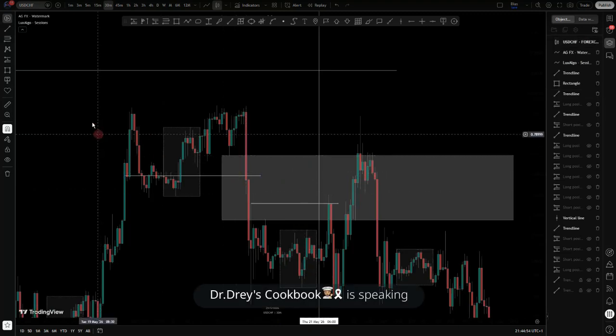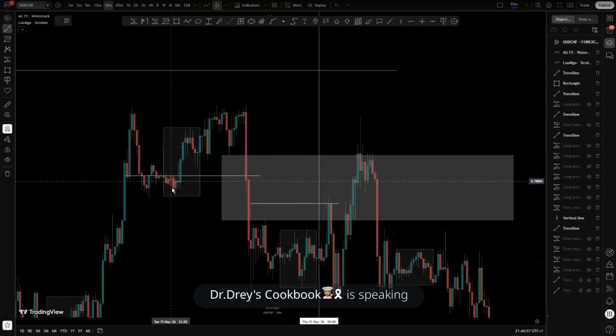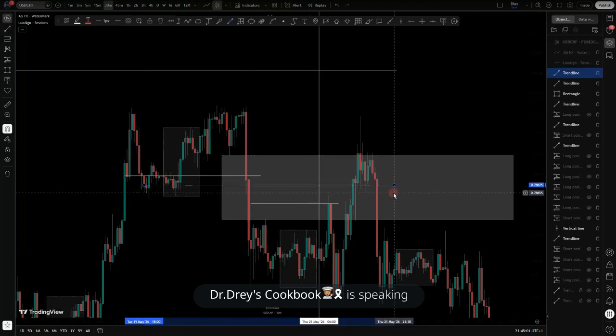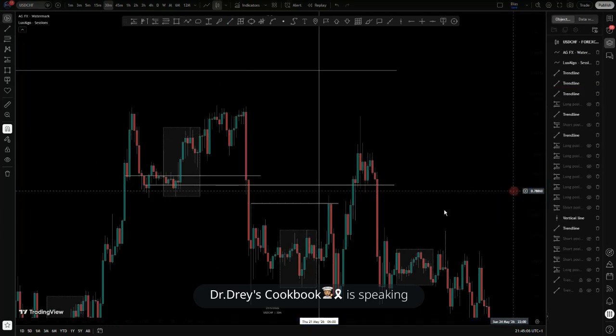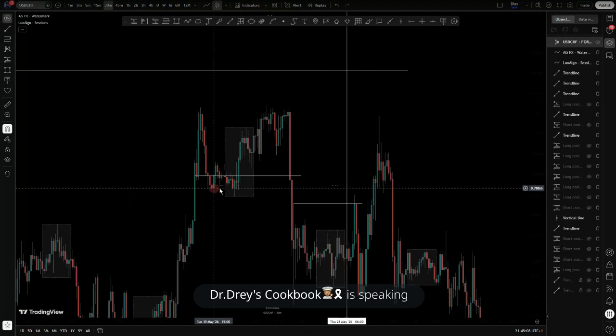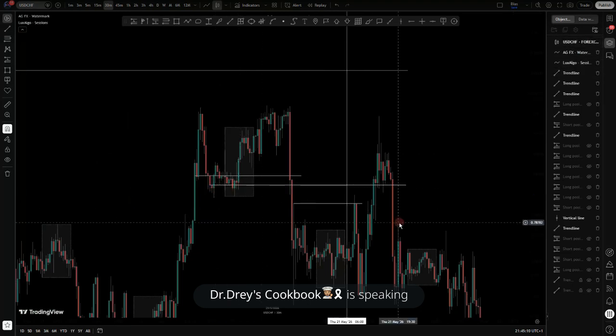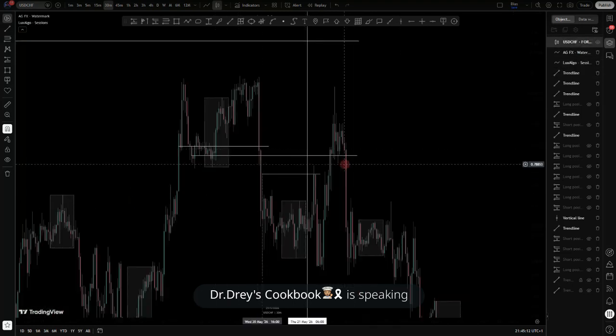So I had my entry here, roughly around this point, because price had used this key level. Don't worry, when I say price has used this key level, it's not one dip. I just see price use this here several times. That's my entry. If I want to refine, I refine to this point here.